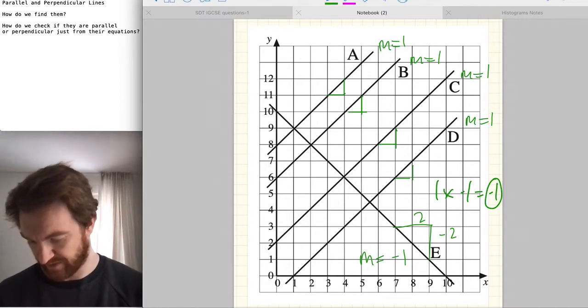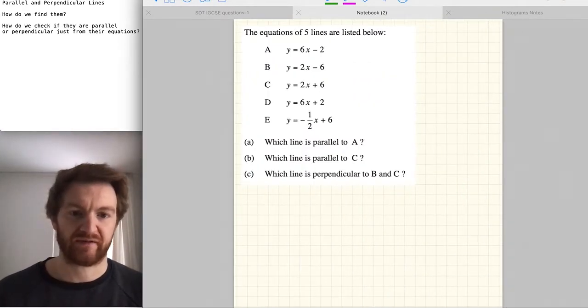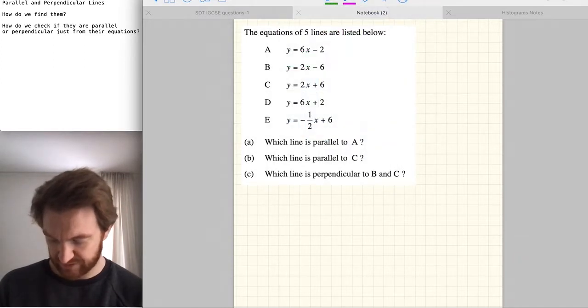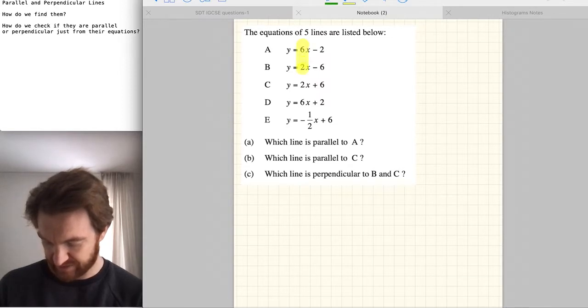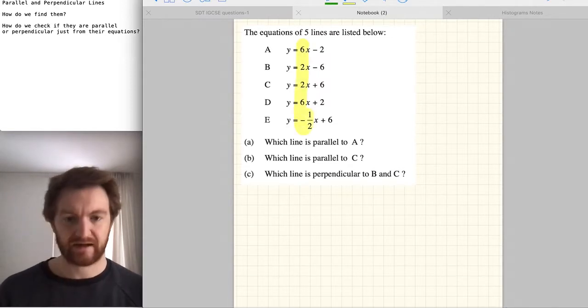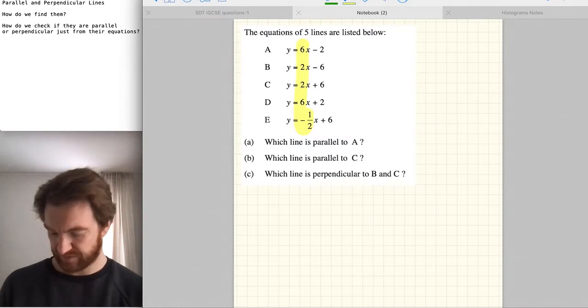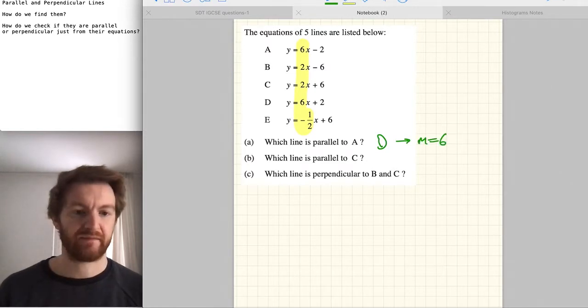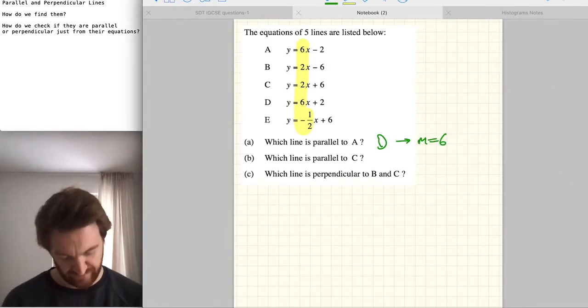Finally, we may see one where we're just given the equations. Again, we know that the intercept is less important for parallel and perpendicular than the gradient. So we just look at the gradients for all of these and compare them. For example, which line is parallel to A? Well, A is 6, so D is also 6. So it's going to be D because M is 6 for both of them.